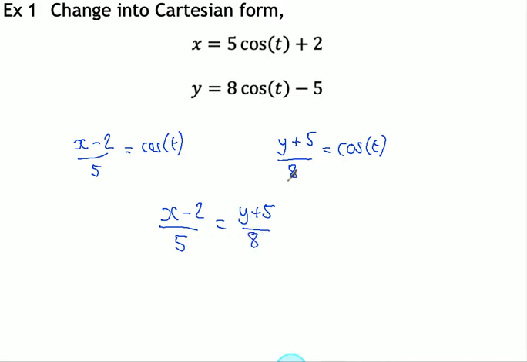And there we have it. I mean, we could do a little bit more with it. You know, I could multiply both sides by 8 and then subtract 5 to make y the subject. You know, the question might say leave your answer in the form y equals f of x. But I've written this as a Cartesian equation now. So that's the simplest form.